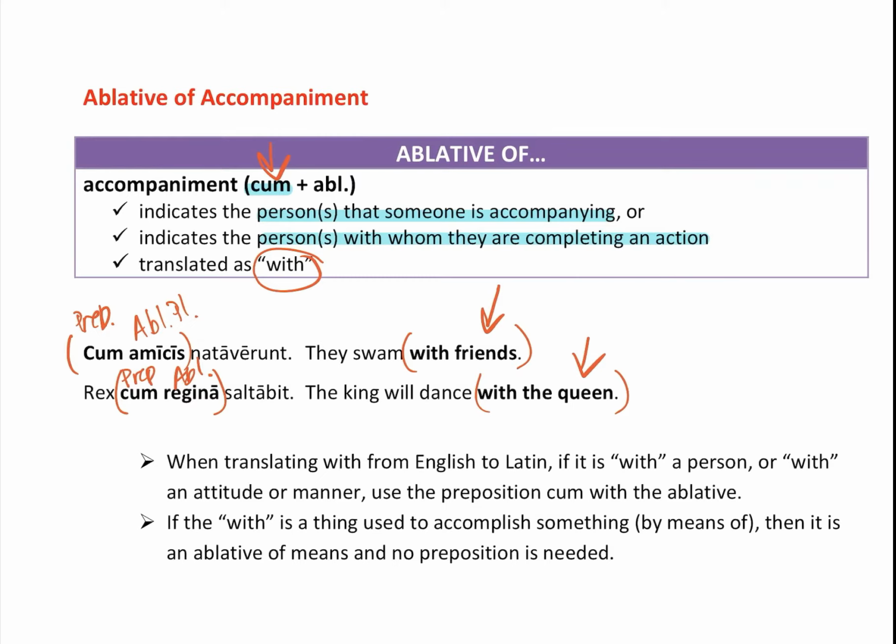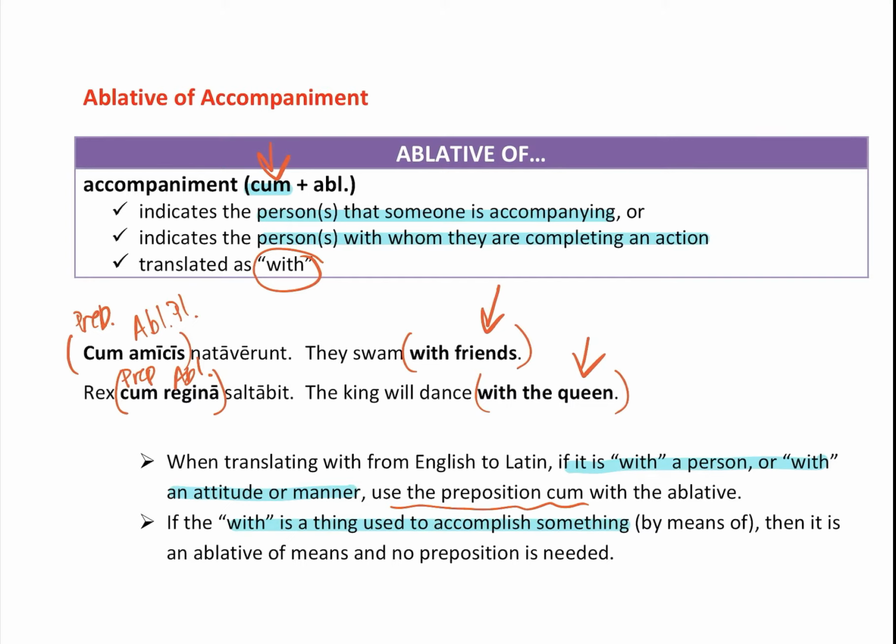So here's the question. There's lots of uses of with, right? We have ablative of manner, right? We have ablative of means that can also be with. We have ablative of accompaniment that can also be with. How do you know which one it is? So here's a hint. When translating from English to Latin, obviously in Latin you'll be able to figure it out a little bit easier, but if it's with a person or with an attitude or manner, use the preposition cum with the ablative. And if with is a thing used to accomplish something, we didn't go over this one today, but ablative of means, remember we can insert by means of.